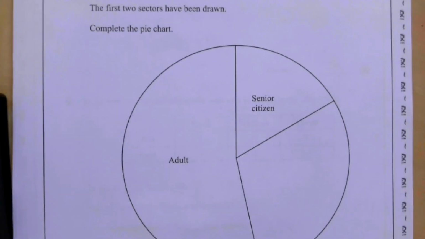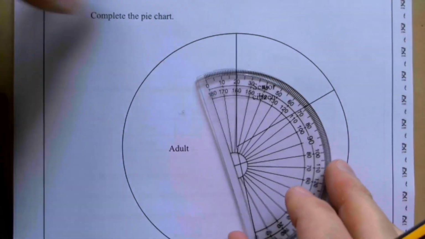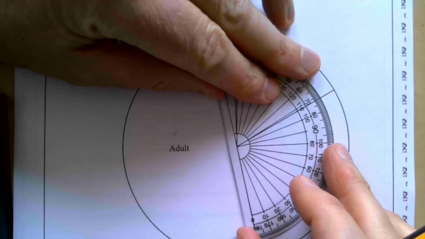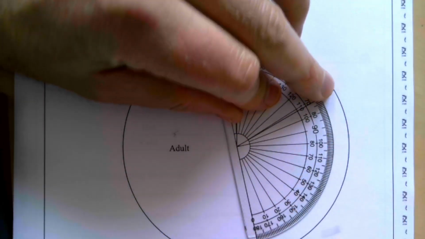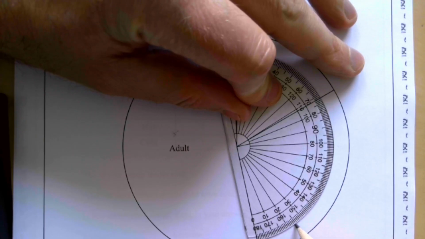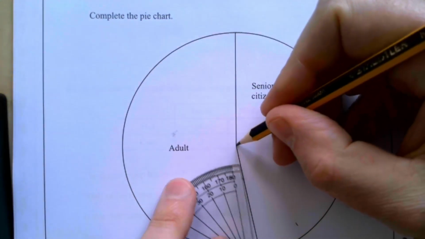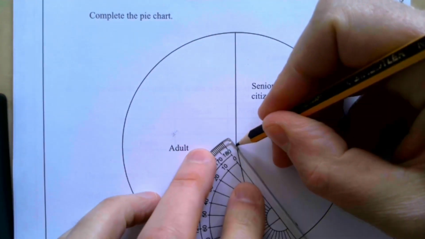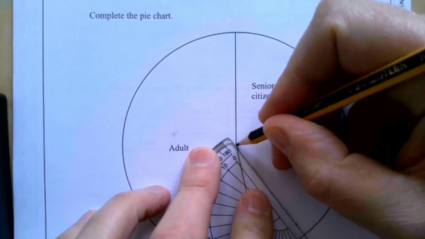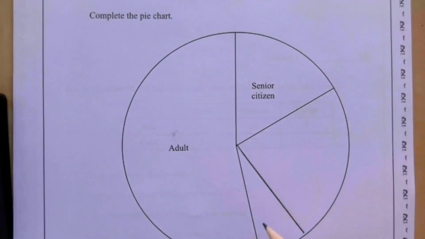So for youths, then we want 24 degrees. So they seem to be kind of going on a wee bit of an order here. Senior citizen, adult. So we want 24 degrees in for youths. So again, as accurate as you can. There's my 0, and I'm going round there. There's 10, 20, and 24. So I mark this on here. So that's the one then for youths.